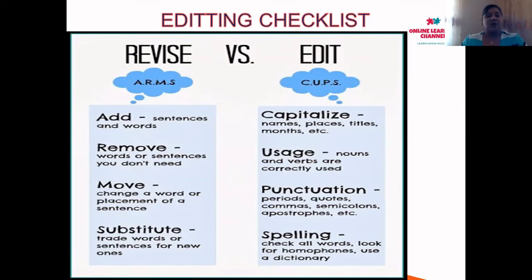And then finally, your spelling. Check all your words. Check the spelling of your words. Look for homophones or homonyms, and use a dictionary to make sure that your spelling is correct.